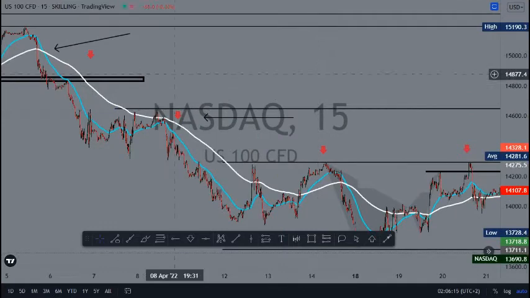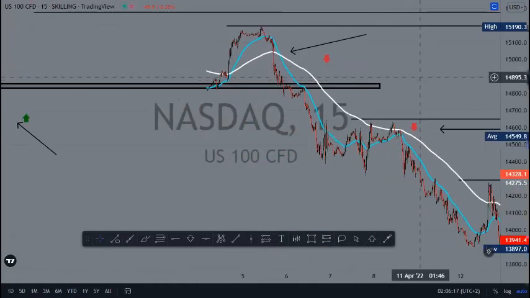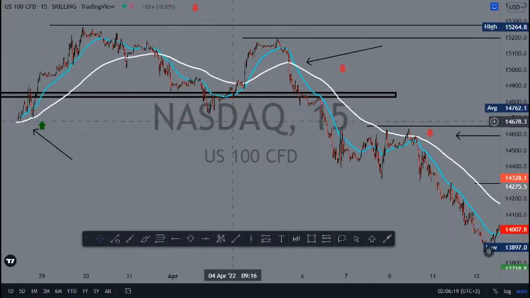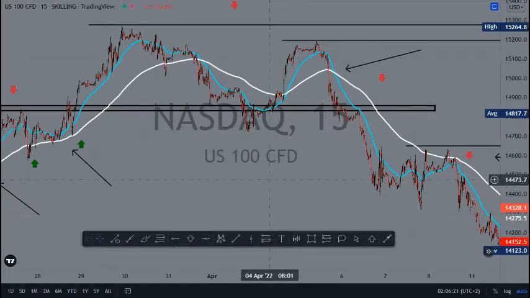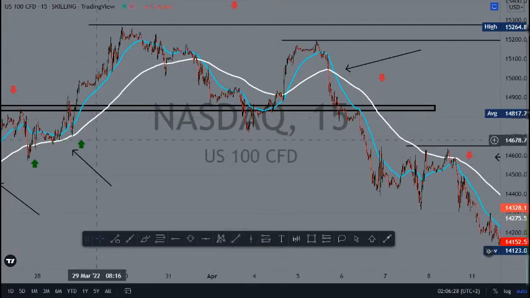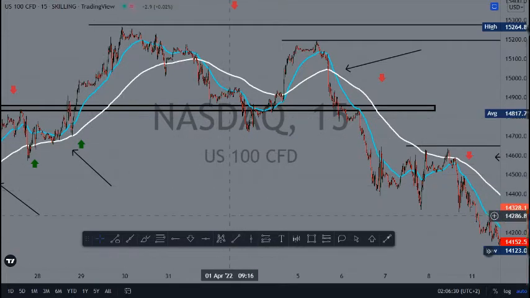So for example, this is our peak formation. We get our M pattern here, which means that the market moved from here.